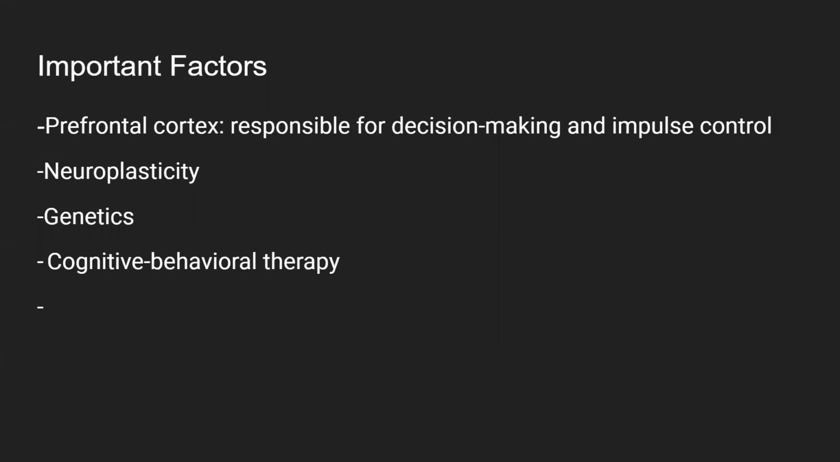Neuroplasticity, the brain's ability to adapt and reorganize, is also very important. Prolonged and excessive gambling can lead to structural changes within the brain, impacting areas related to reward processing, decision making, and even self control. These alterations may contribute to the persistence of addictive behaviors and the difficulty in breaking the cycle of compulsive gambling.